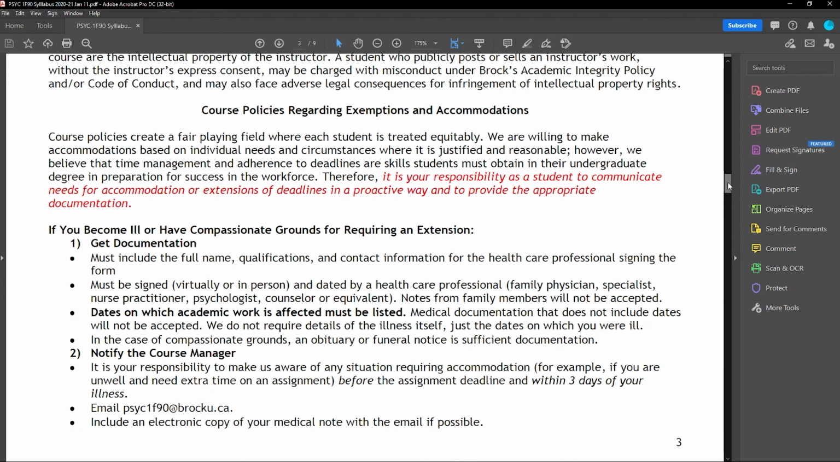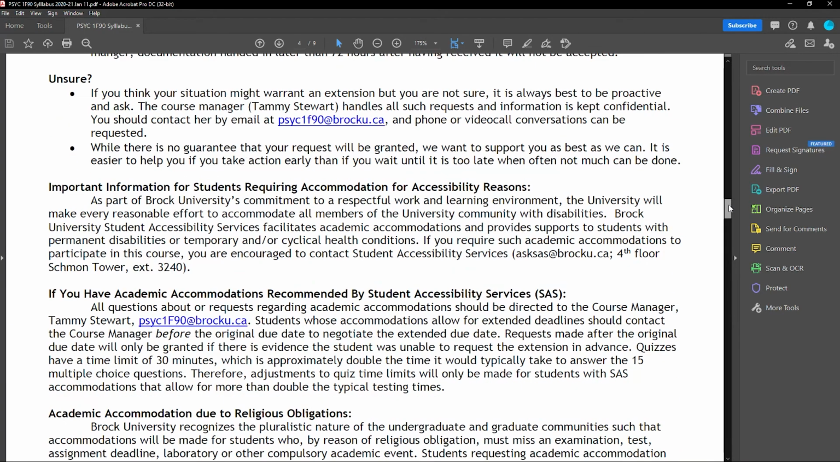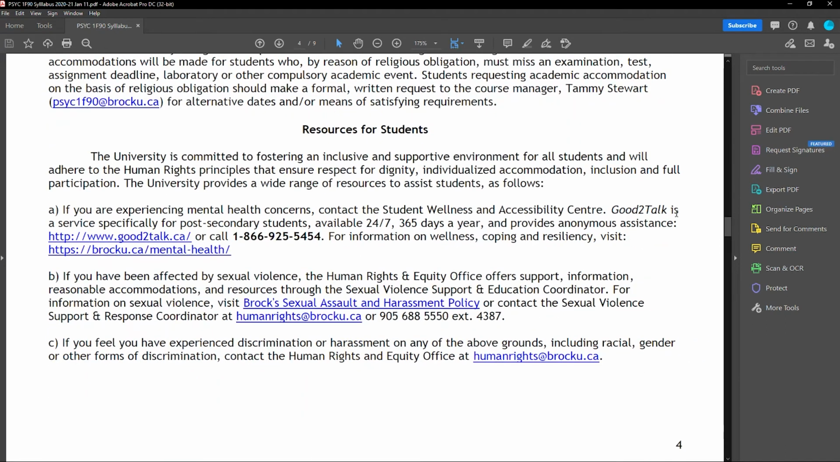There are also policies that are course-specific. For example, what to do if you require an exemption or accommodation due to being ill, if you have compassionate grounds, or if there are religious or accessibility reasons. If this information isn't included in your syllabus, it may be worth reaching out to your professor to learn more about what steps they would like you to take in these different scenarios. Finally, this syllabus includes some student resources, for example, the Student Wellness and Accessibility Centre and Human Rights and Equity Office, which again, you can find more information about on the Brock website.